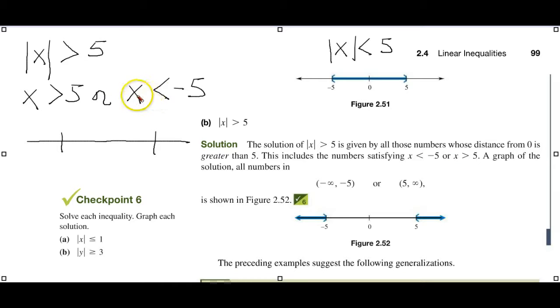we'll do this one first. X is less than negative 5. Will be a parenthesis facing left. And this one would be a parenthesis facing right. And there's the graph down there.